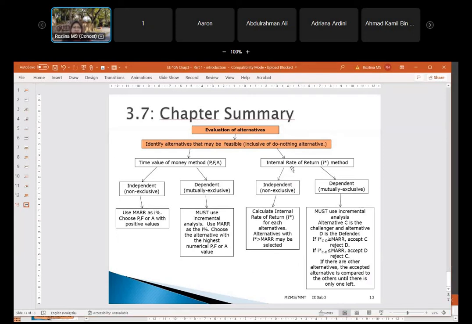Okay, then internal rate of return method. For independent alternatives, calculate the internal rate of return for each alternative. And also dependent. Maybe we haven't reached here, not ratio yet. That's why you didn't see it earlier. There is another example.